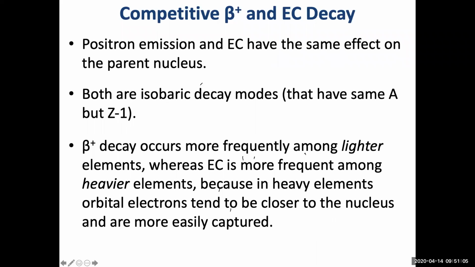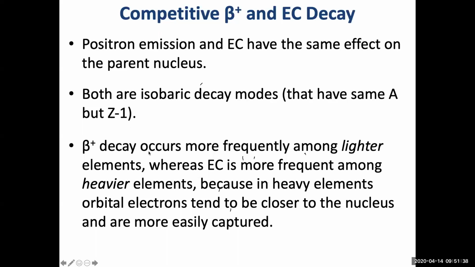As we said, there's competition between positron and electron capture decay. Positron emission and electron capture have the same effect on the parent nucleus. Both are isobaric decay modes that have the same mass number, but Z minus 1. Isobaric, we remember the A, we are talking about the mass number. So the daughter has the same A, but we have Z minus 1.